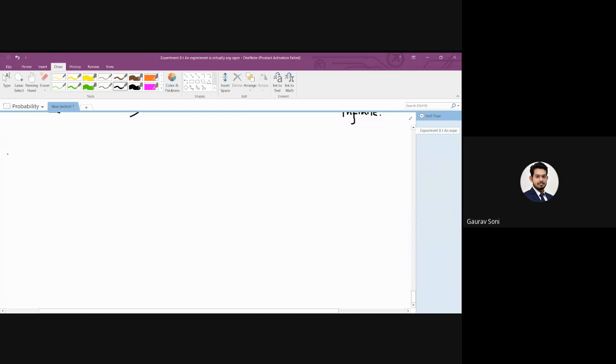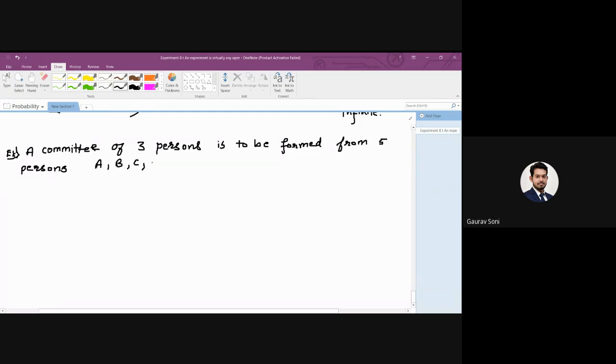The next example is a committee of 3 persons is to be formed from 5 persons A, B, C, D, and E. First one, write down the appropriate sample space.